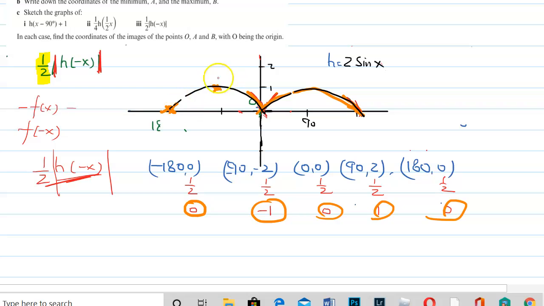And the coordinates will be, this point is minus 90 and 1, this is 0, 0, and this coordinate will be 90 and 1, and this point will be 180, and this point is minus 180.